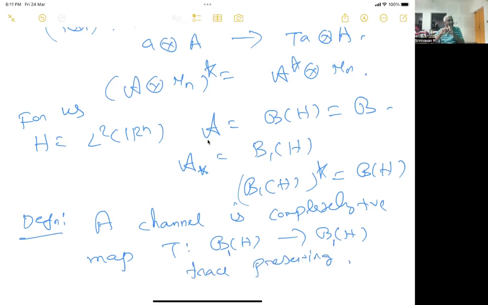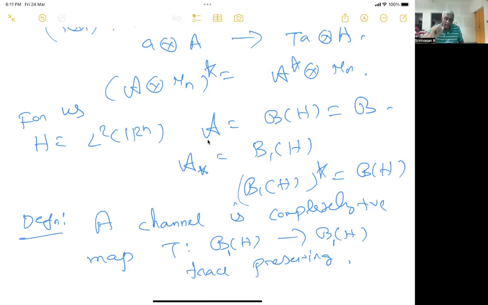I am just defining a T from B1(H) to B1(H), a trace class operator, which preserves the trace. Then if you want, you can have a T star, which is from B(H) to B(H). You can deal with that. Anyway, we want to consider all trace preserving maps from B1(H) to B1(H). That's what we want to consider. It need not be defined on B(H).